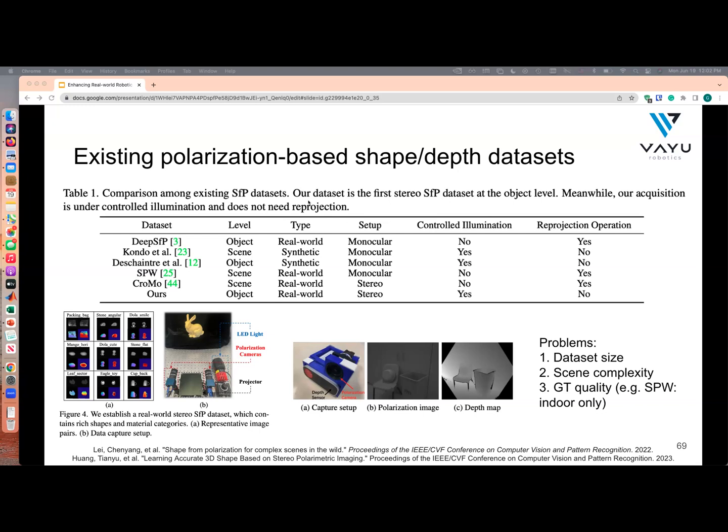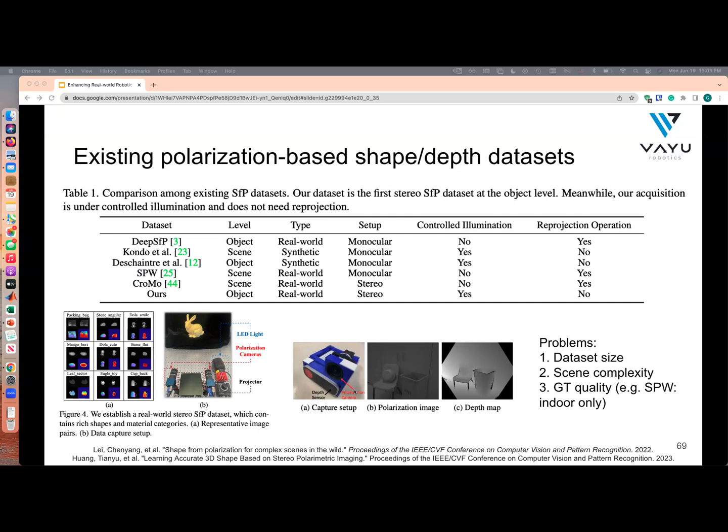And the scene complexity of a lot of the data sets is very basic. Usually it consists of a very dedicated lab setup of certain simple materials with very controlled lighting. The SfP in the wild paper does have a real-world setup with natural objects and materials, but the problem is the quality of the ground truth they use to train such a network is not very high, because they use a Kinect, which is a time-of-flight camera that works indoors. So all the scenes they capture are indoor. We don't actually have a large-scale outdoor data set for the problem of stereo polarization depth estimation or shape from polarization.